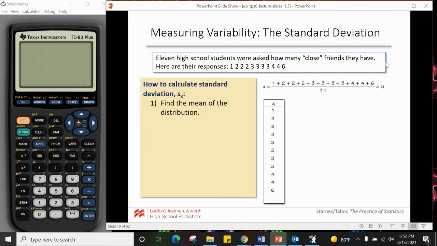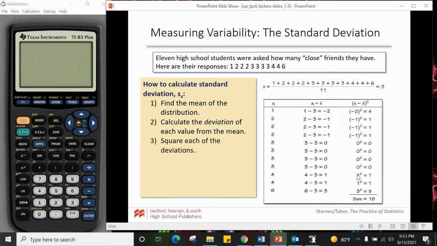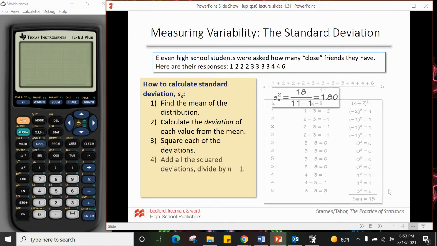So we can go ahead and do it with this small group of data just to calculate it. First we find the mean: you add them all up and divide by 11, because there are 11 close friends, and you get a sample mean of 3. Calculate the deviation of each value from the mean. 1 minus 3 is -2, 2 minus 3 is -1, 3 minus 3 is -1, all the way down. You then square those values and add them together to get 18.